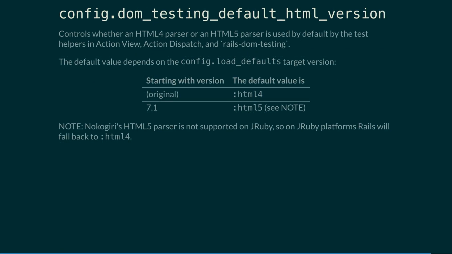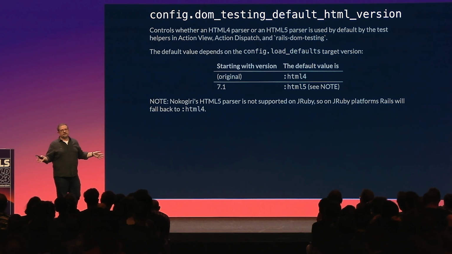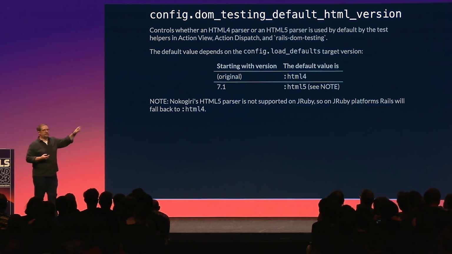And then this one is particularly interesting. There's a couple of gems that do testing behavior: Action Dispatch assertions and Rails DOM testing. Both of them make assumptions that they're going to parse an HTML4 document. So I added a new application config in Rails that those gems can inspect and change their behavior. By switching this, you're going to update Rails DOM testing and Action Dispatch assertions, and all of your view tests will just do the right thing, which I think is pretty good.